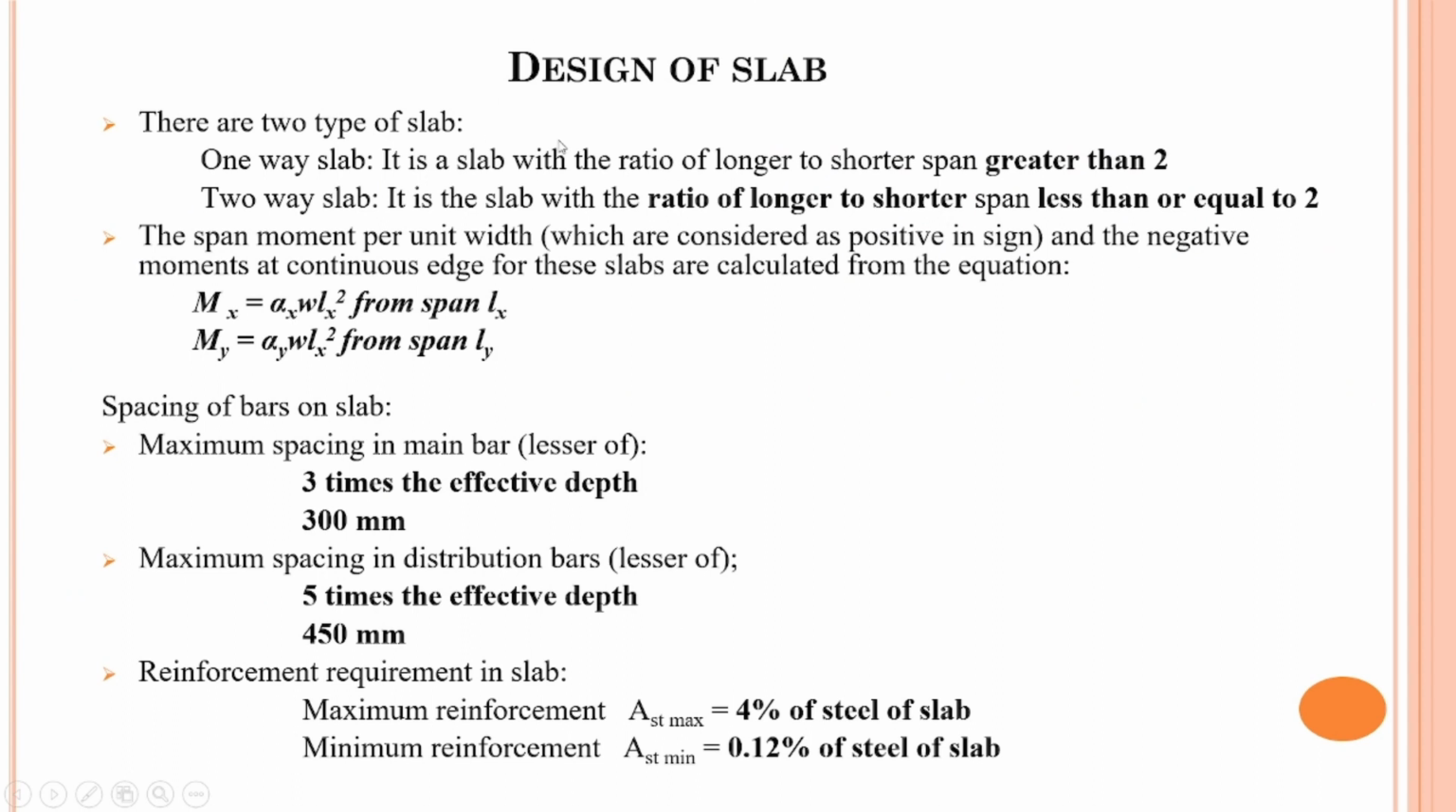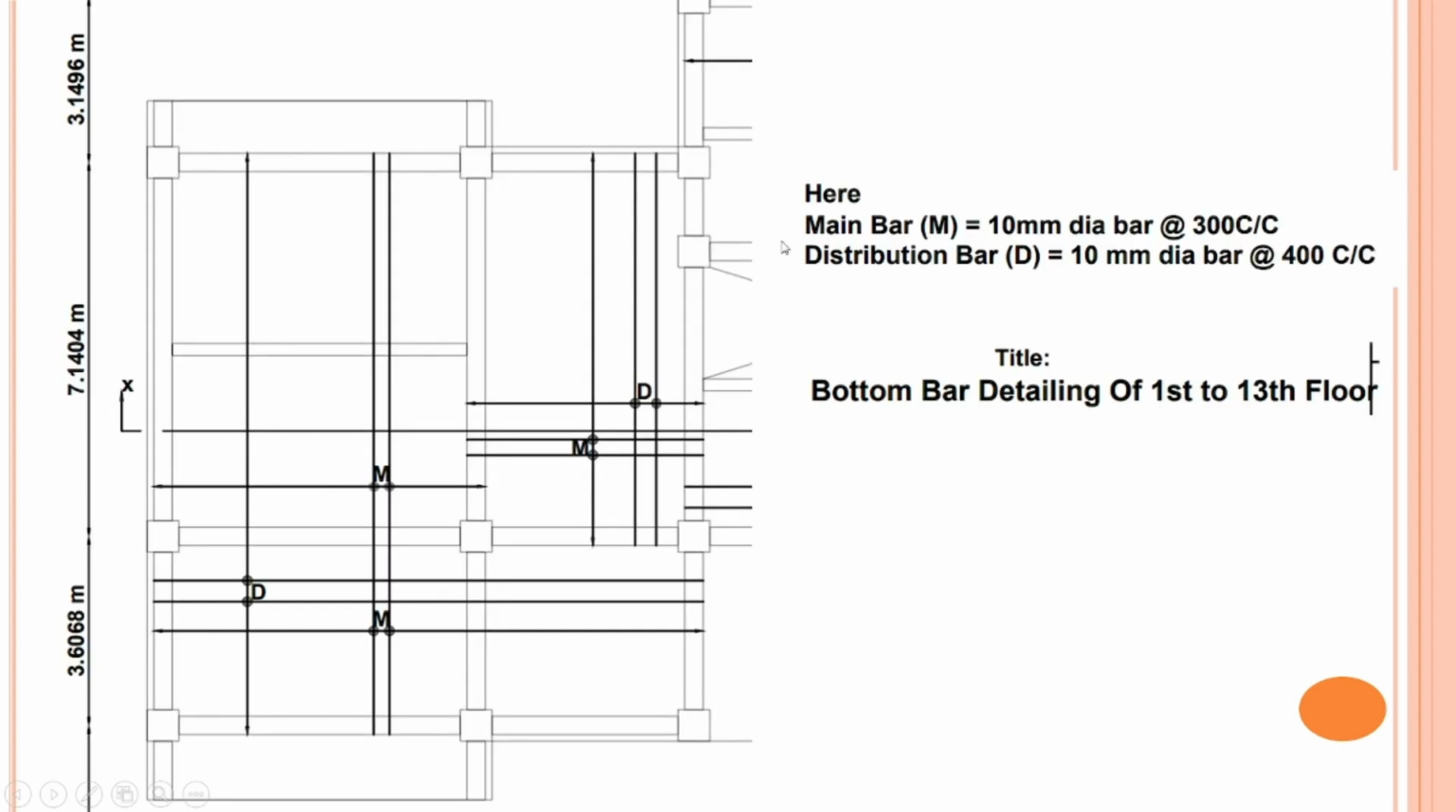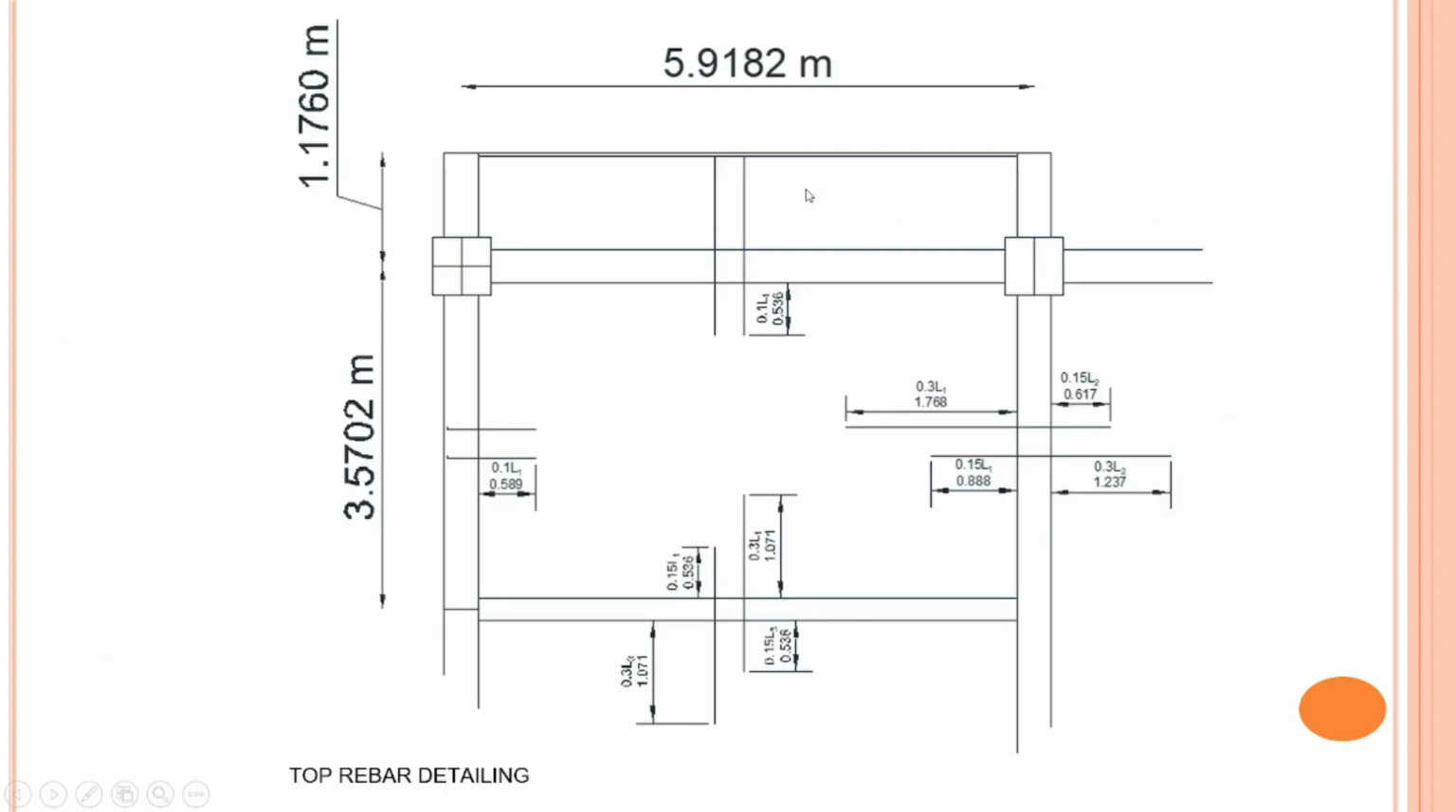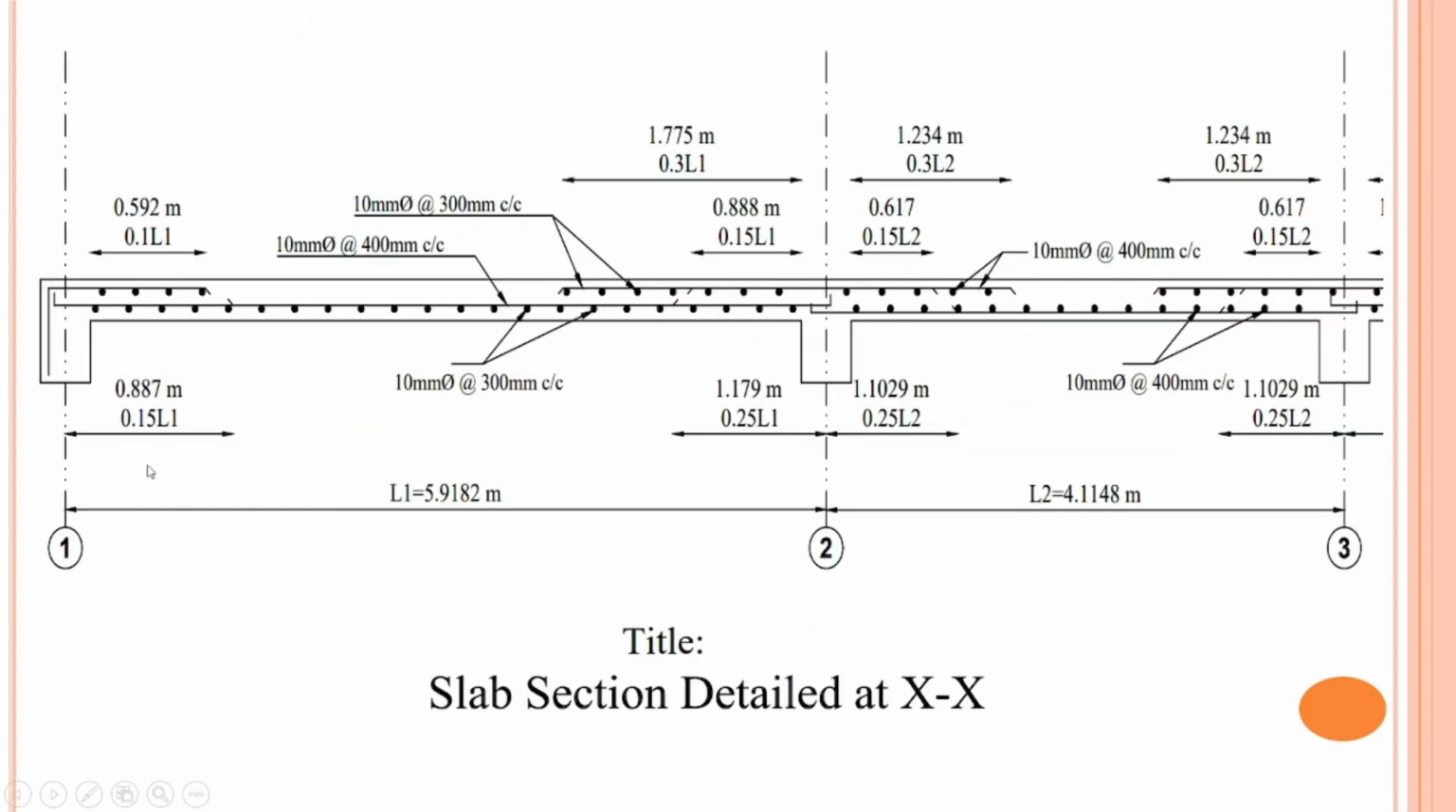The first one, the specifications of the slab. Second one, the bottom bar details, the top bar details, and the sections, where you include the top bar, bottom bar, and all the diameters and the spacings.